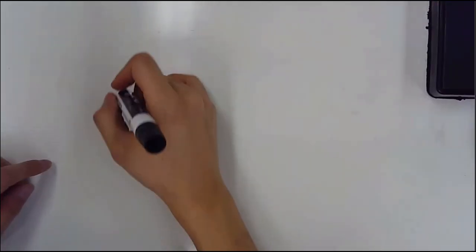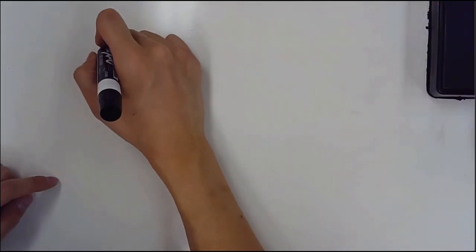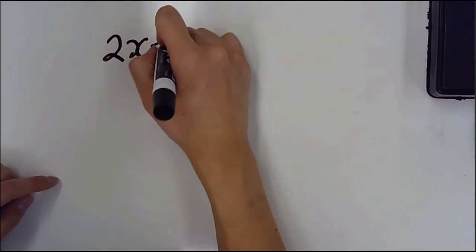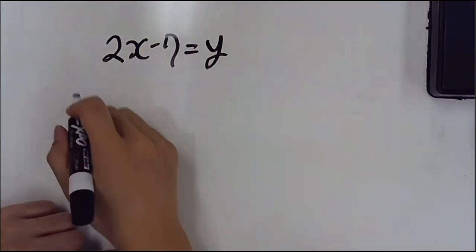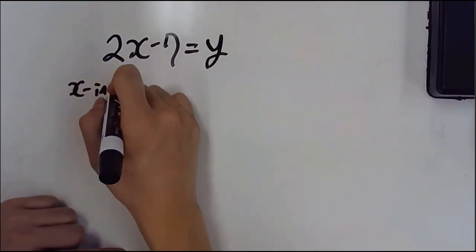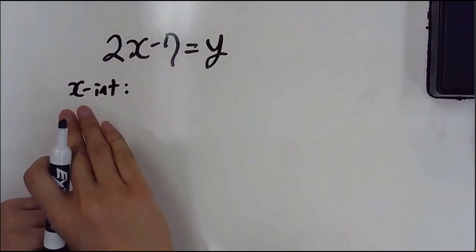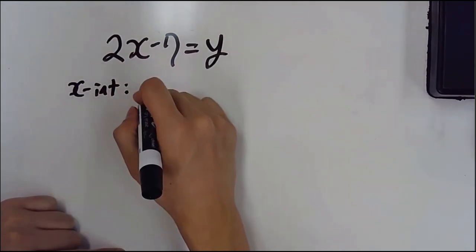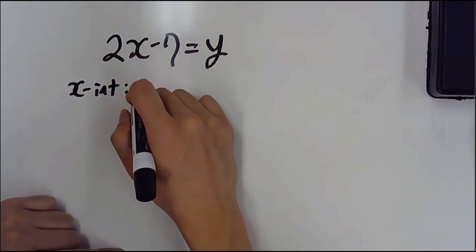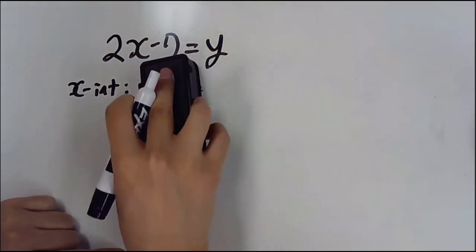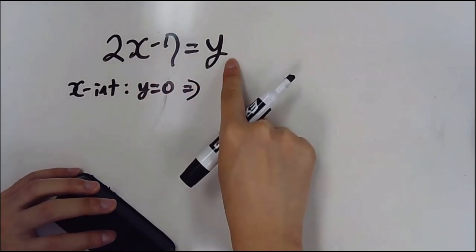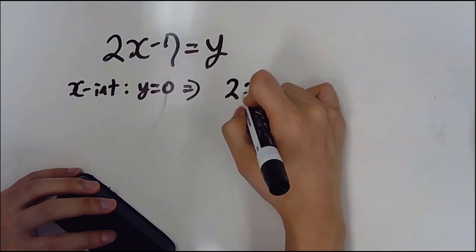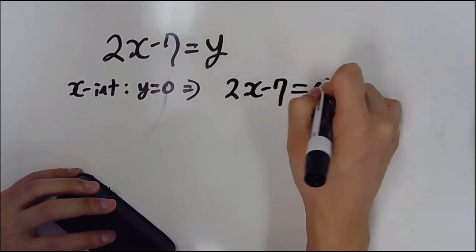So now let's try to do one more example. My next question is 2x minus 7 is equal to y. So let's try to find the x-intercept first. Again, my x-intercept is when y is equal to 0. So I'm just going to simply replace this y with the 0, and now we will be left with 2x minus 7 is equal to 0.